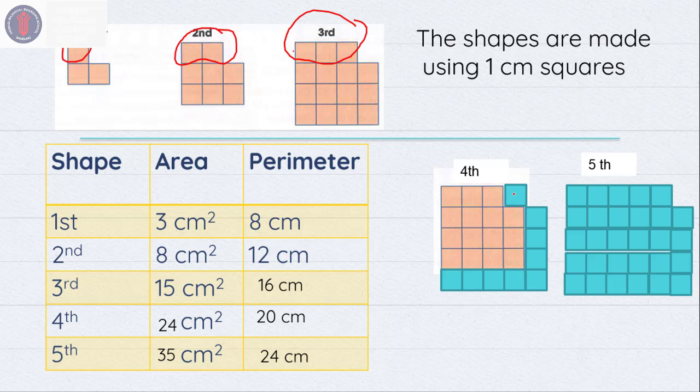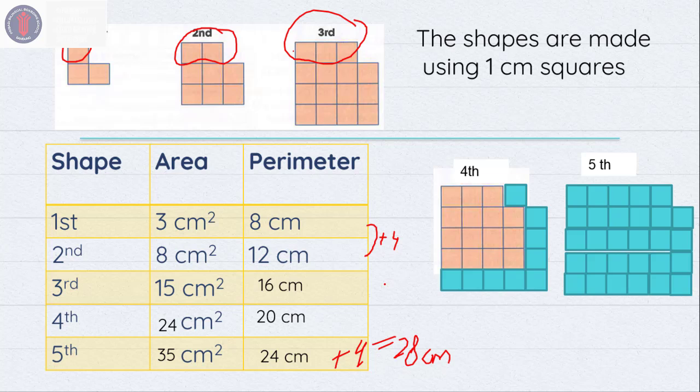Yes, for the fourth shape, there are 24 centimeters square. For the fifth, there are 35 centimeters square. You can see the perimeter 8, 12, 16, 20, 24. So it is always added by 4, plus 4, plus 4, plus 4. It's always plus 4. So you can guess the sixth shape. The perimeter will be, yes, 24 plus 4, so the perimeter will be 28 centimeters.